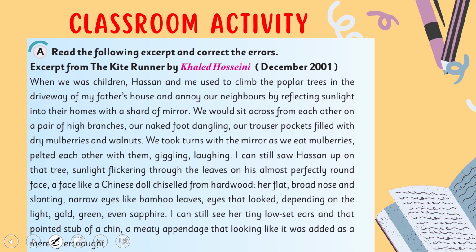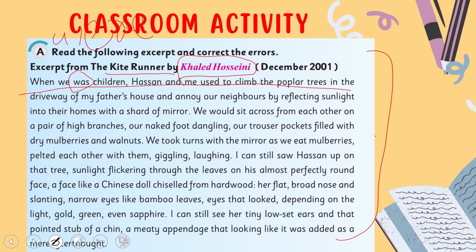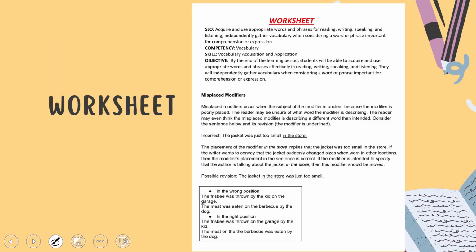Now, here is an activity that you can do. Read the following excerpt and correct the errors. The excerpt is taken from The Kite Runner, a very famous novel. I have read it. I really liked it. It's written by Khaled Hosseini, an Afghan American writer. "When we was children." When we was? No, when we were children, right? Now let's go through all that and correct the mistakes.